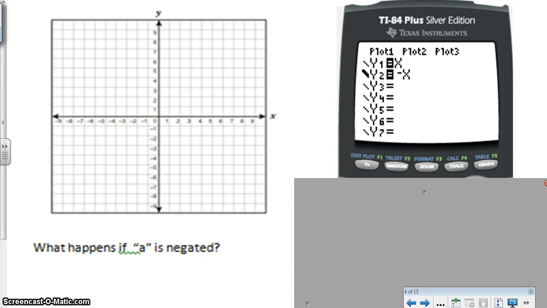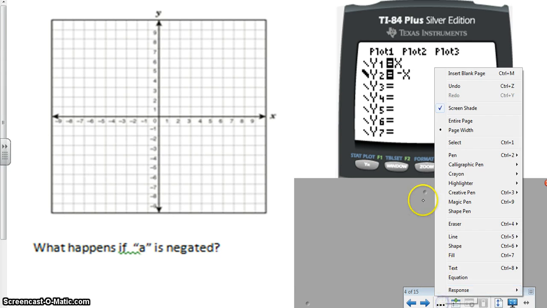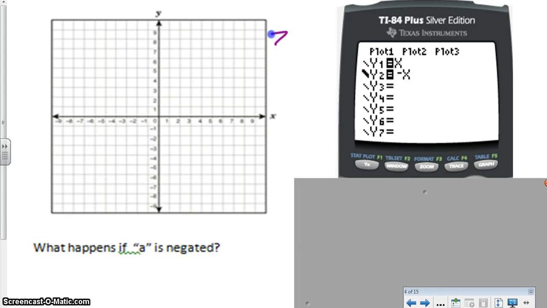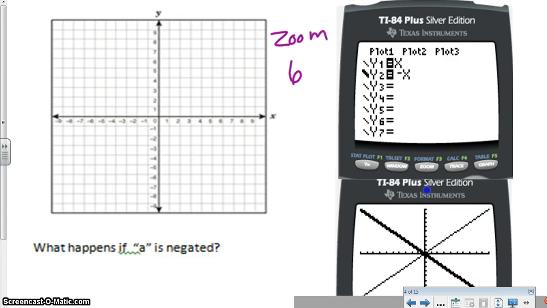All right, welcome back. Now, what I want you to do for graphing this, and this is very important that you pay attention, I want you to hit the zoom button, and then I want you to hit the number 6. All right, did you do that? Then, of course, this is what you see.